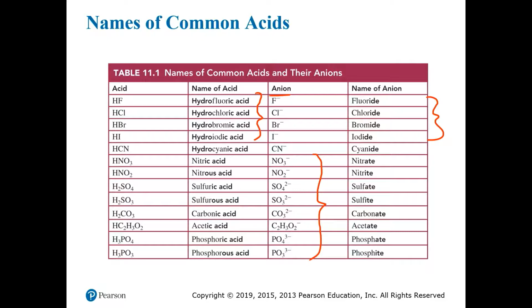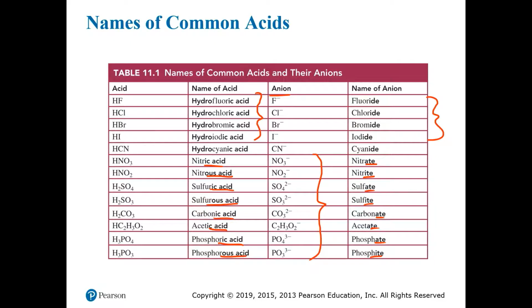And the naming here depends on the name of the ion. So any ion that ends in ATE, nitrate, sulfate, carbonate, acetate, phosphate, these all form acids that end in ic acid. So nitrate becomes nitric acid, sulfate becomes sulfuric acid, carbonate, carbonic acid, phosphate, phosphoric acid, acetate, acetic acid, and so on. Those that end in ITE form ous acids. So nitrite is nitrous acid, sulfite is sulfurous acid, phosphite is phosphorous acid.